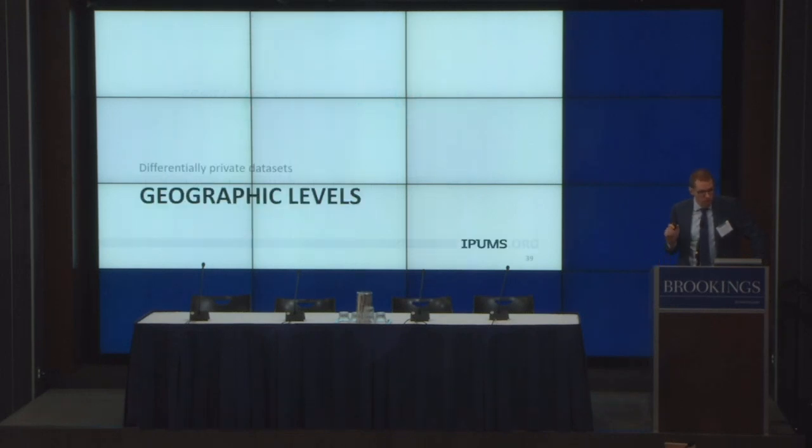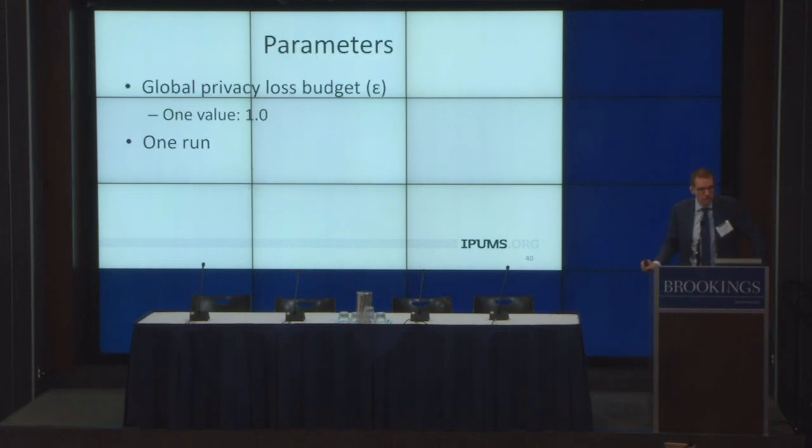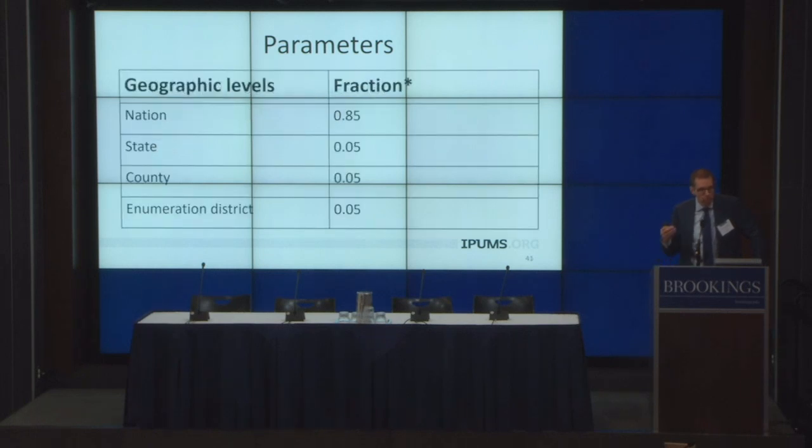So now I'm going to talk about what happens when we change the fractional allocation to geographic levels. I've set a global privacy loss budget of 1. I've run the system 4 times, and I assign each geographic level a fraction: nation gets 0.85 of the privacy loss budget, and then everything else gets 0.05.